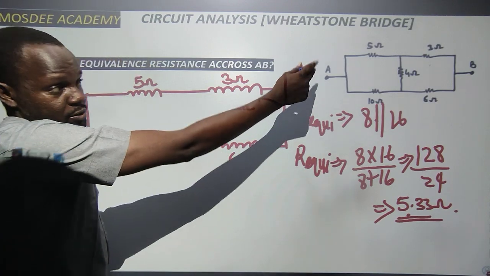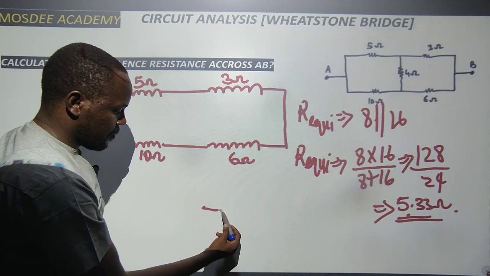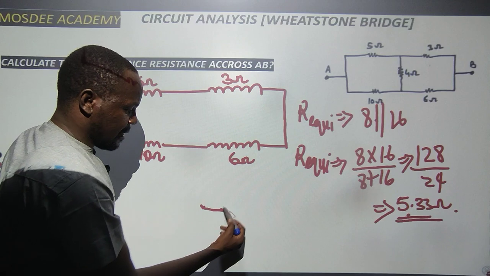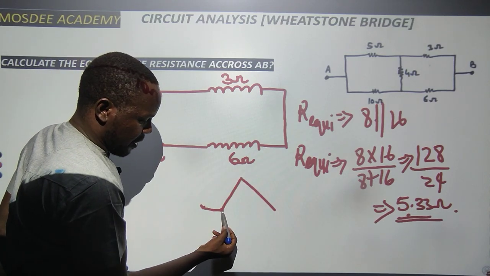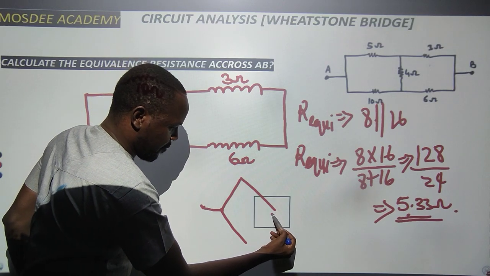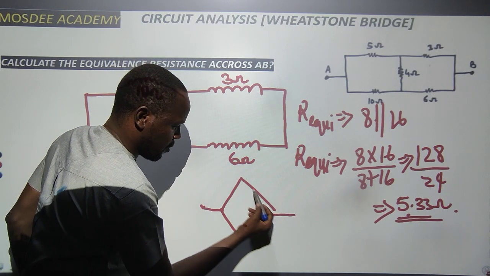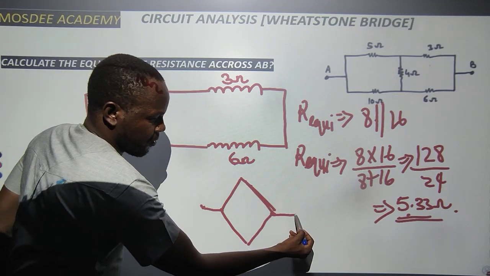Sometimes the same thing you've seen here can be drawn so that the terminals start from here. That is terminal A. Then it goes up the same way, then it comes like this. Then the second terminal comes like this. I know some of you are conversant with this from your junior classes. And this is the second terminal B.